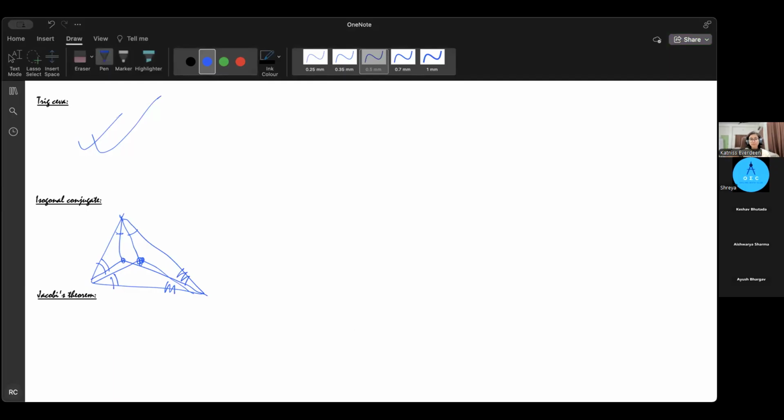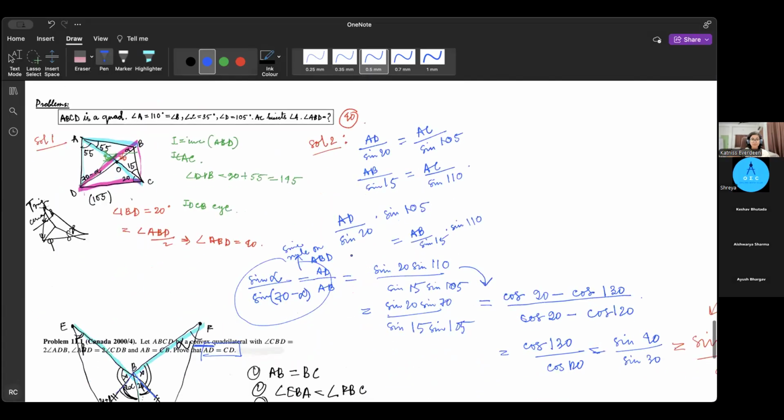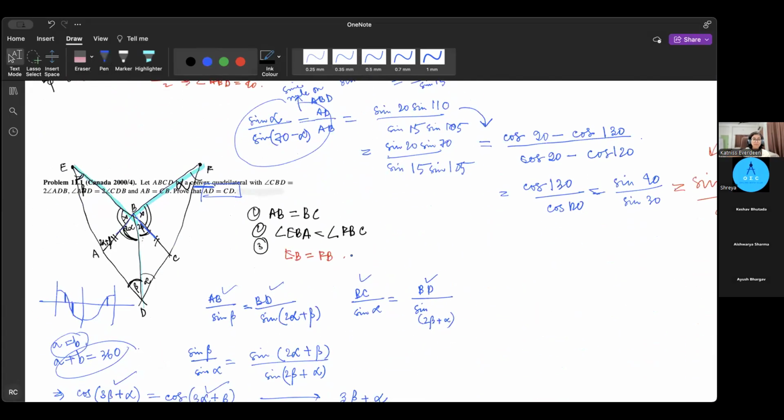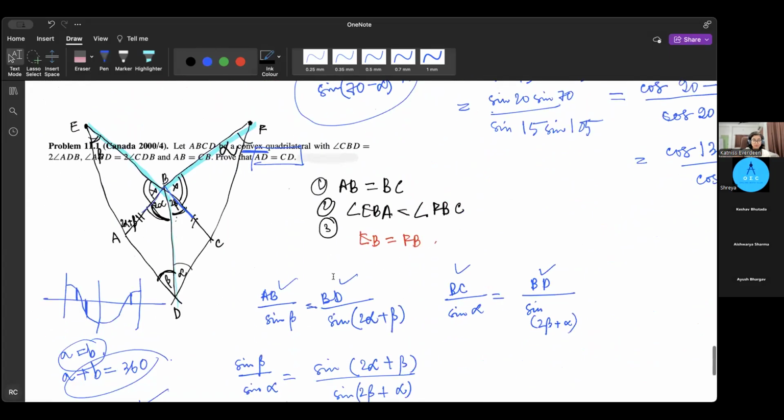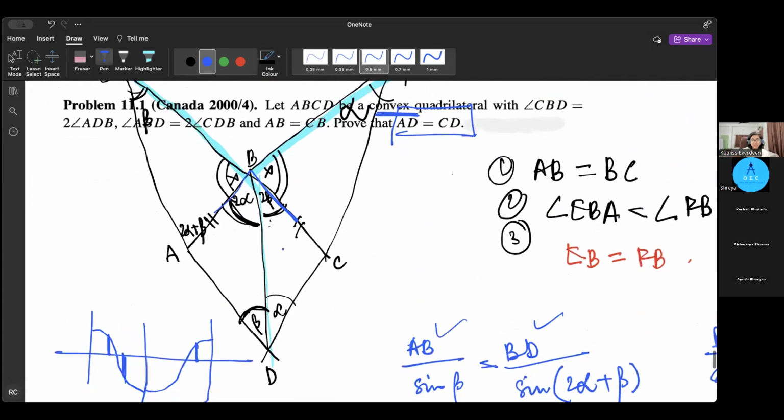So we join AC and reflect the triangle ABC with respect to AC. Let's say B comes to B dash. So now we claim that B dash is the circumcenter of triangle ADC.